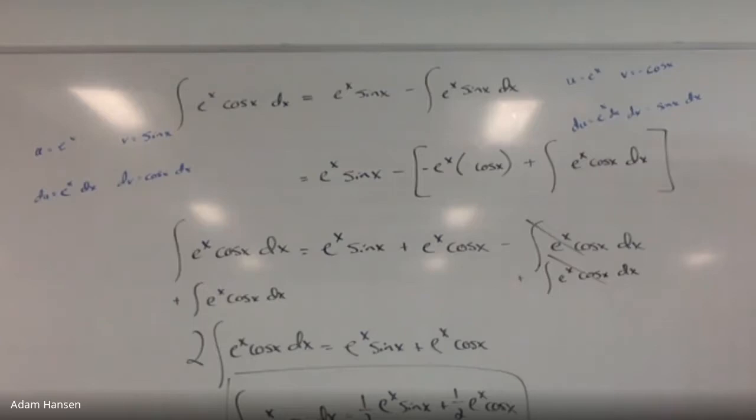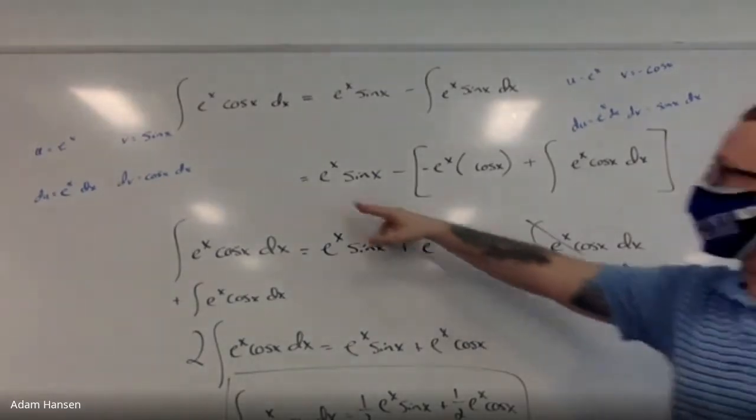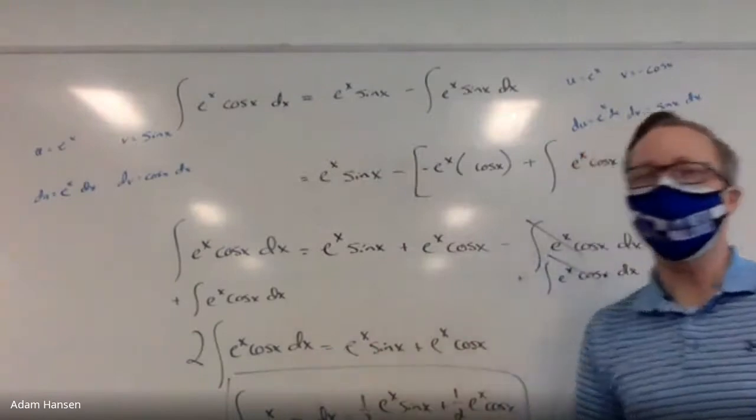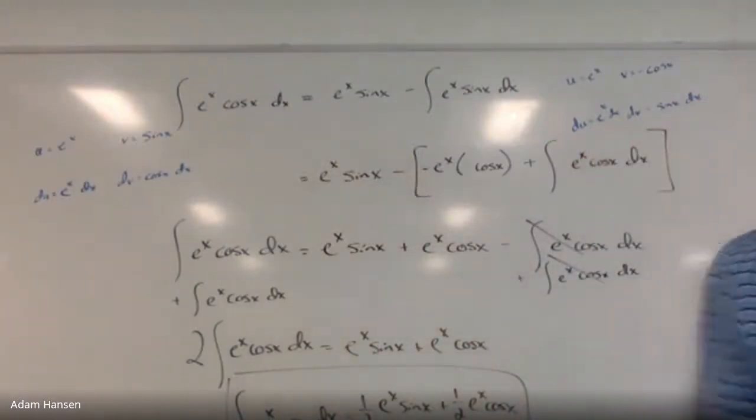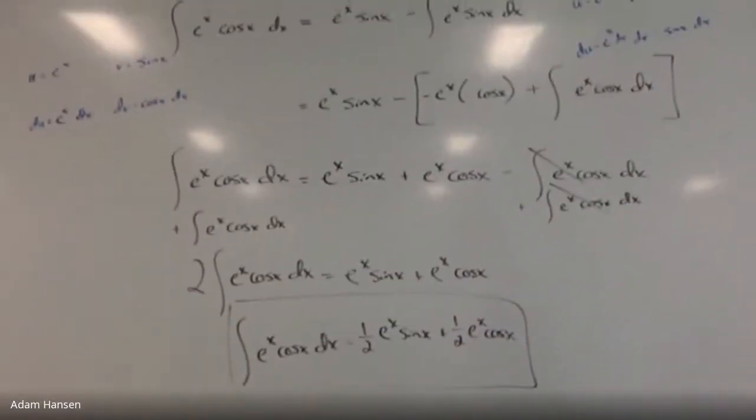Does that process make sense? Good catch. The integral that's a part of my process here was just the same integral I started with, just moved back to the other side. And you double whatever you're trying to look for and solve for. So cut it in half and you'll have your answer. The integral of e to the x cosine x dx is 1/2 e to the x sine x plus 1/2 e to the x cosine x.